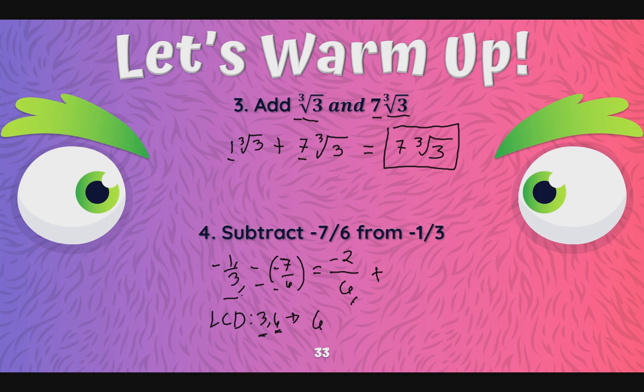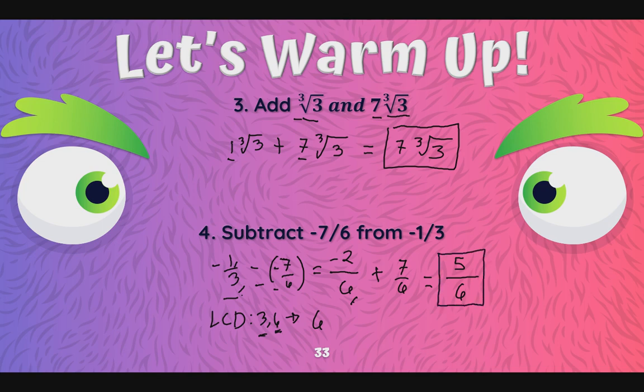So plus positive 7 over 6. We will just copy 7 over 6 because it has a denominator of 6. So negative 2 plus 7, the numerators, we just add them, and we will have 5. And the denominators will be 6 because we just copied it.